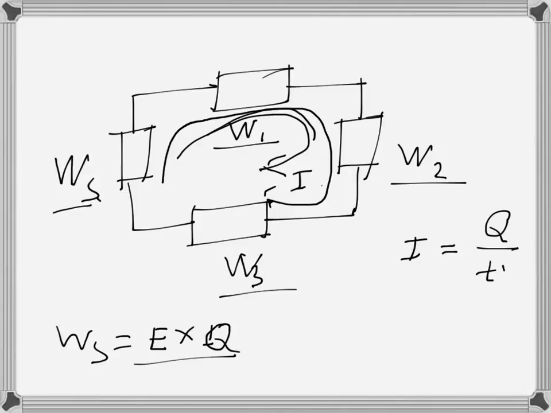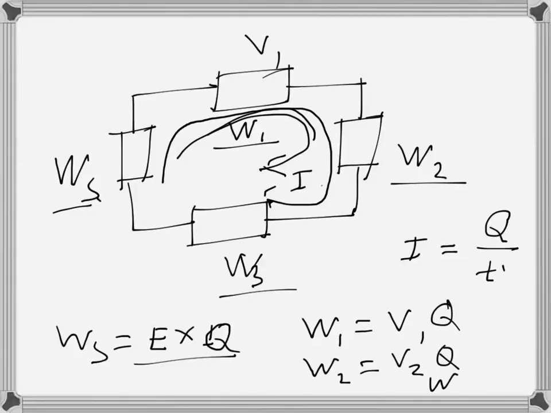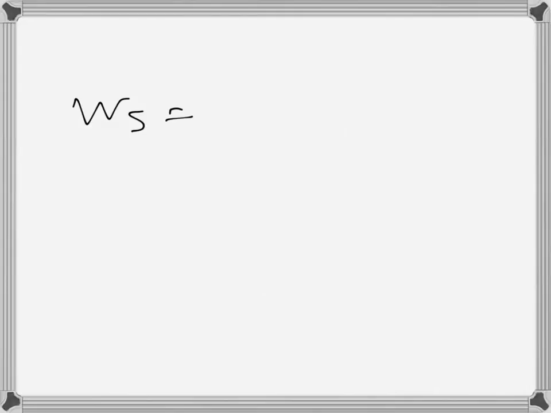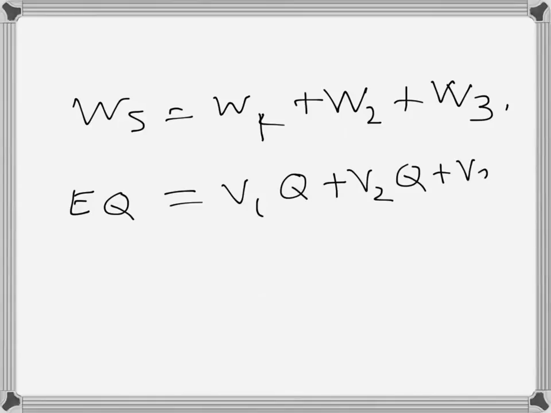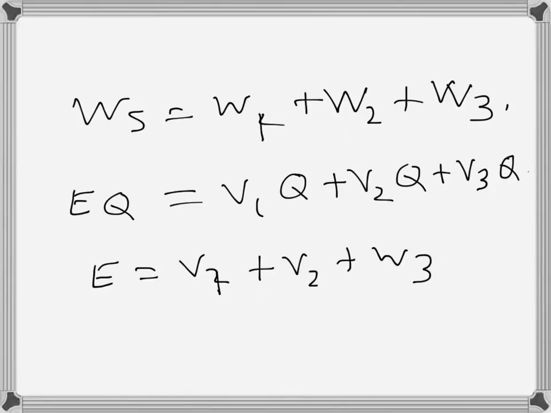This is the supplied energy, while the energy dissipated will be, if the voltage drop is V1, V1 times Q. W2 will be V2 times Q, and W3 will be V3 times Q. So the supplied energy is equal to the dissipated energy, which it has to be for energy conservation to be valid. So this law comes from conservation of energy. If we get rid of the Q here, we get Kirchhoff's voltage law.